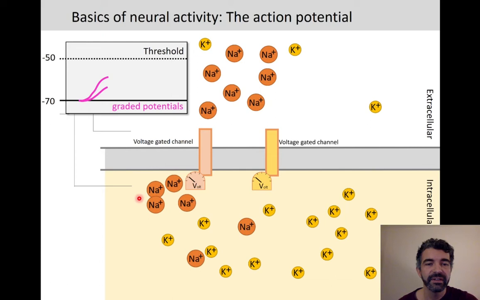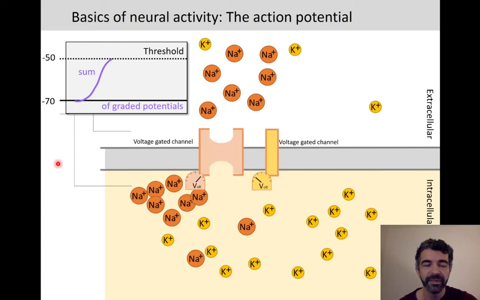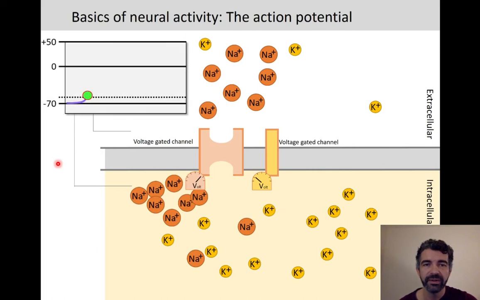Then we have something like this, and maybe even more. And then we have something like this. So if this many Na+ ions are at the voltage gated channel, they sum up to something that might actually reach this threshold here. And that means when this threshold is reached, the voltage gated channel can open. This is a channel that allows Na+ to enter the inner of the cell.